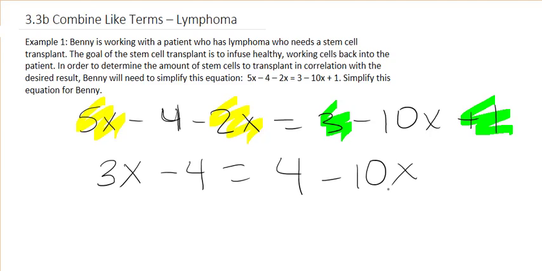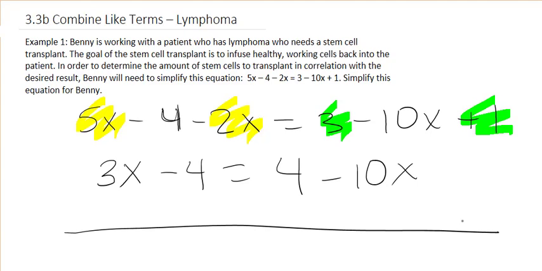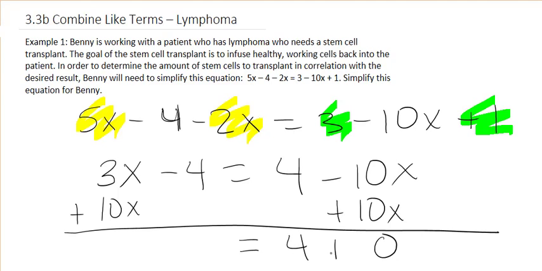Now the next part will be to move the variable to one side. The negative 10x is actually the smaller one, even though it is much larger by number size. But because it's negative, we will move that one over to the right-hand side. So let's add plus 10x to both sides. This gets rid of the 10x on the right-hand side, so that becomes 0. So now we have 4.